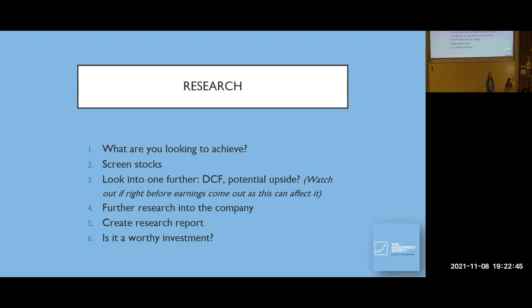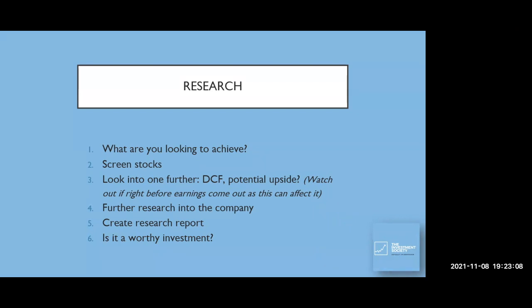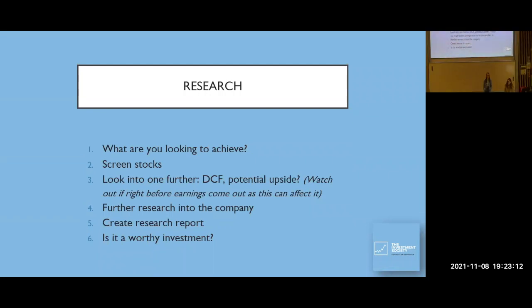So here we're using discounted cash flow. However, other analysts might use other methods. Then the next step is further research into the company. And then you're creating a research report and deciding whether or not it is a worthy investment or whether it is something you would like to add to your watch list, which is something where you're compiling a list of companies that you think have potential, but you're not invested in just yet.